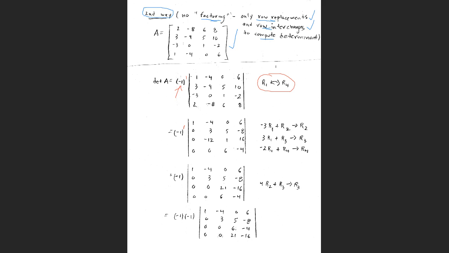All right, and then what I do is I want to produce zeros. I want to get zeros in these 3 spots in the first column below the 1. So I use the 1 as a pivot to help me get zeros. So the row operations here, the row replacement operations, are right here that I'm doing. And row replacement operations don't change the value of the determinant. Okay, so this determinant here is equal to this determinant.